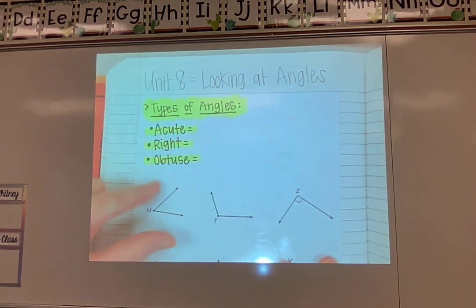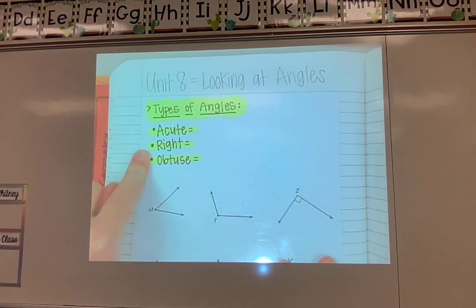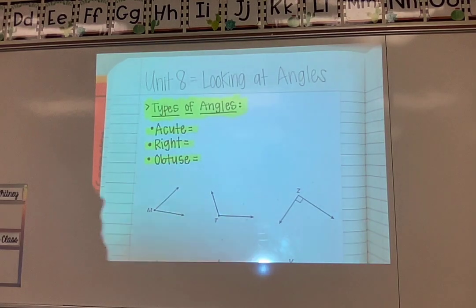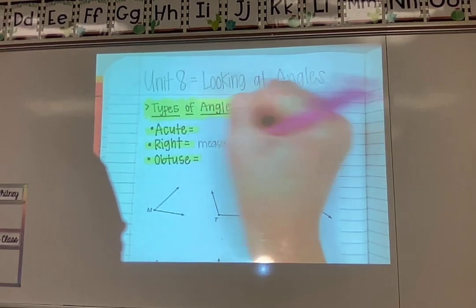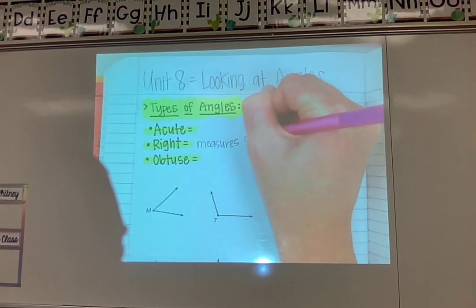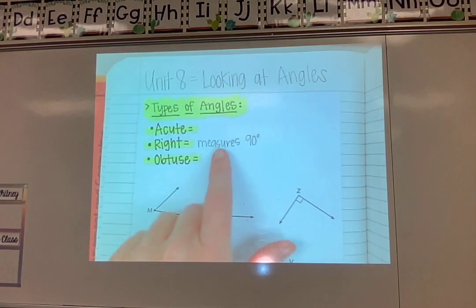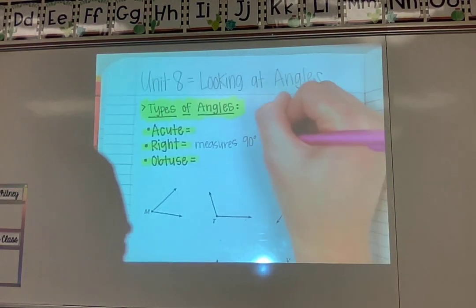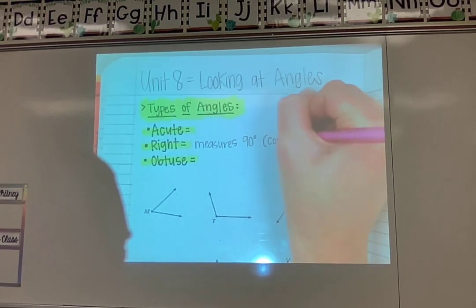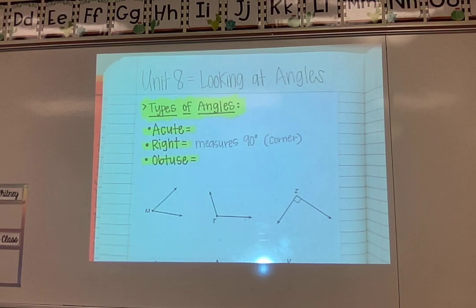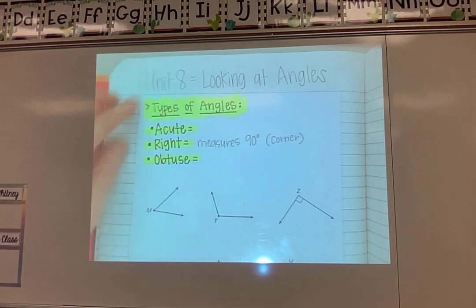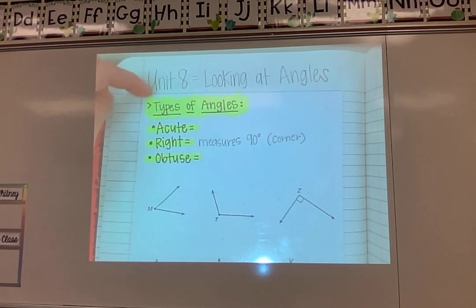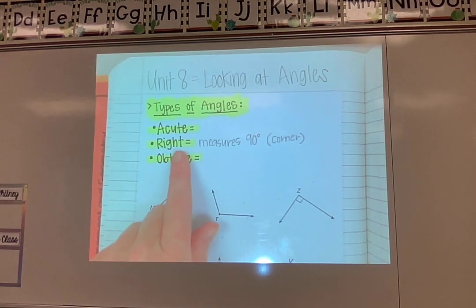So first we're going to look at the 3 different types of angles that we can have. We're going to start right here in the middle with a right angle. A right angle measures 90 degrees. And to make the degree sign, you just make a little circle up here at the top. And in parentheses, I'm going to put corner. That's like the corner of your piece of paper. Or if you look at the tiles on a floor, it's the corner of the tile. Perfectly straight up and down and straight sideways. Kind of like this corner right here. That's a 90-degree angle or a right angle.